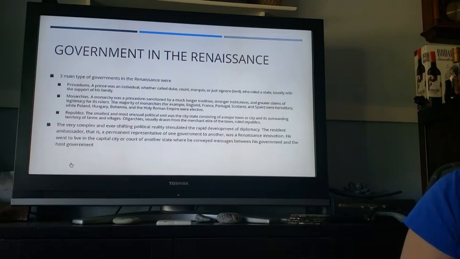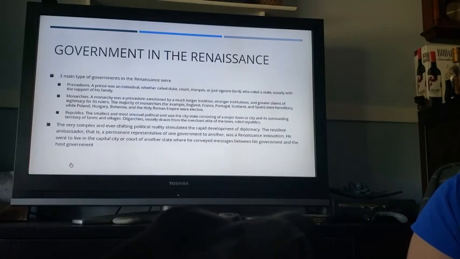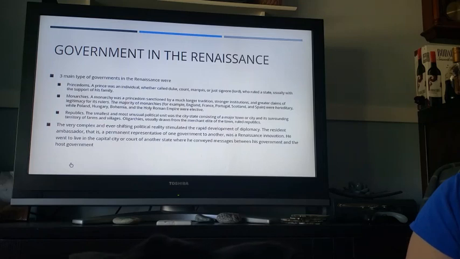A prince was an individual, whether called a duke, count, marquis, or just seigneur, which is lord, who ruled a state, usually with the support of his family. The monarchy, which is the same as before, was a princedom sanctioned by a much longer tradition, stronger institutions, and greater claims of legitimacy for its rulers. The majority of monarchies, for example, England, France, Portugal, Scotland, and Spain, were hereditary, while Poland, Hungary, Bohemia, and the Holy Roman Empire were elective.